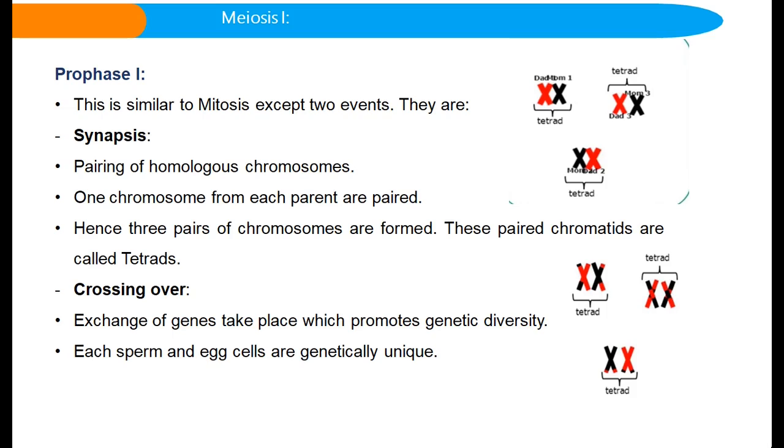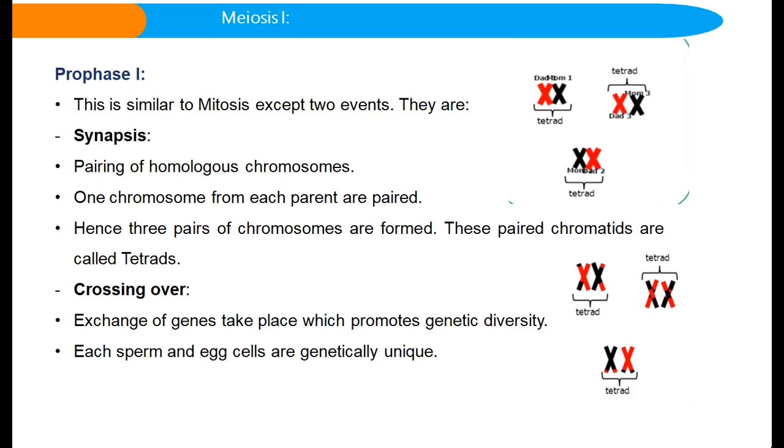What do you mean by synapsis? Pairing of homologous chromosomes takes place in meiotic division, that is prophase 1. One chromosome from each parent is paired. That means from the father one chromosome and from the mother one chromosome, homologous chromosomes, and they pair together. Hence, in the given example, we have 3 pairs of chromosomes formed, and these paired chromatids are called tetrads. After pairing, we call them tetrads.